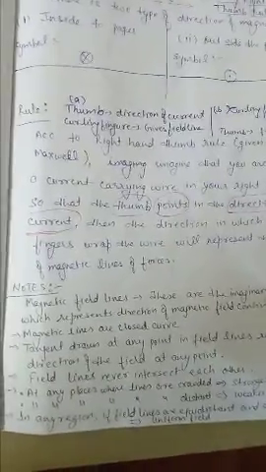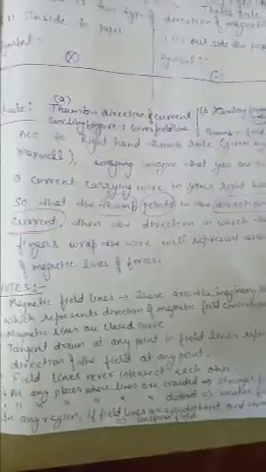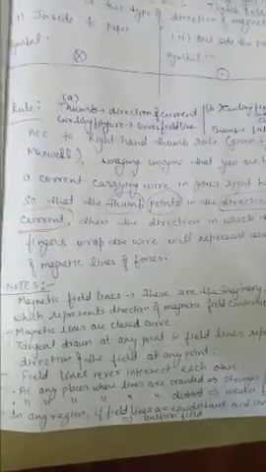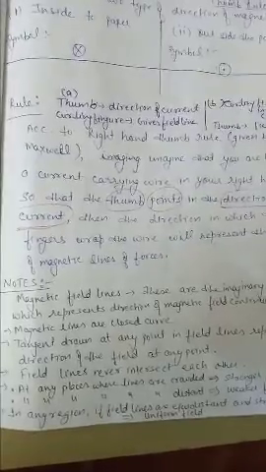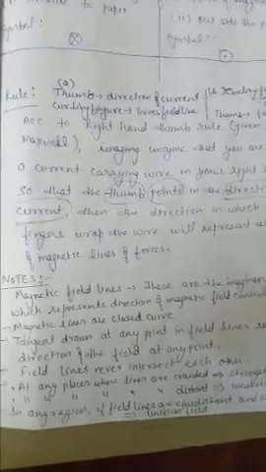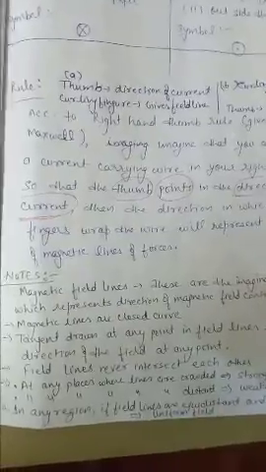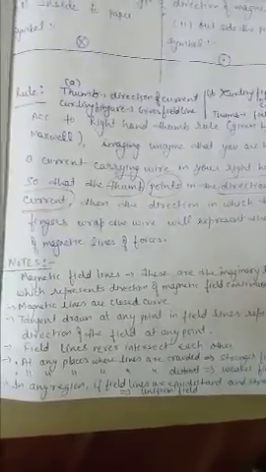And they are concentric, they are circular, so they never intersect each other. If they do, what will happen? If two lines intersect each other, we get two directions, which is absurd, which is not possible, to get two directions of the field. Therefore these lines never intersect each other.